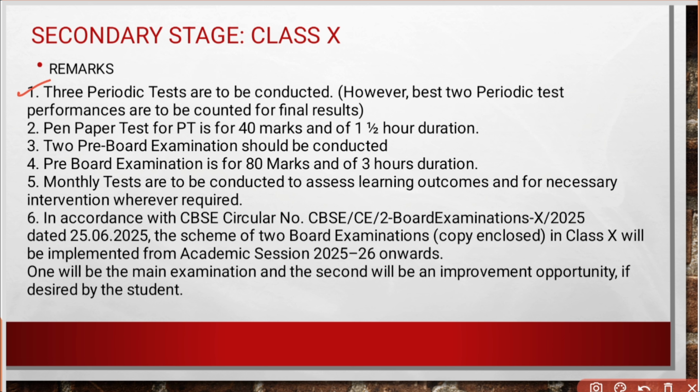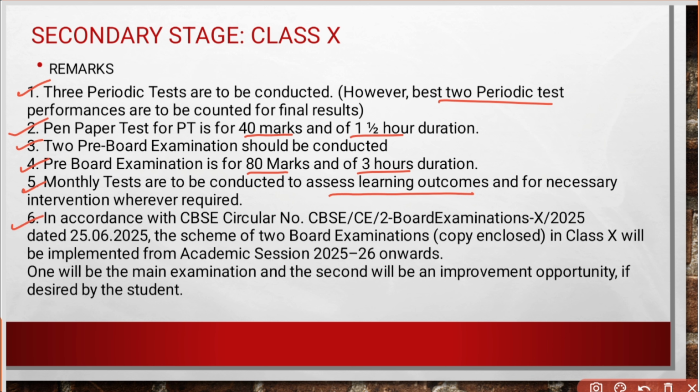There will be 3 periodic tests and the best 2 periodic tests will be considered for the final result. There will be a pen and paper periodic test of 40 marks and 1.5 hours. Then the school should conduct 2 pre-board examinations. The pre-board exam should be completely based on the board pattern, meaning 80 marks, 3 hour time duration. Monthly tests are to be conducted to assess learning outcomes and for necessary intervention whenever required.